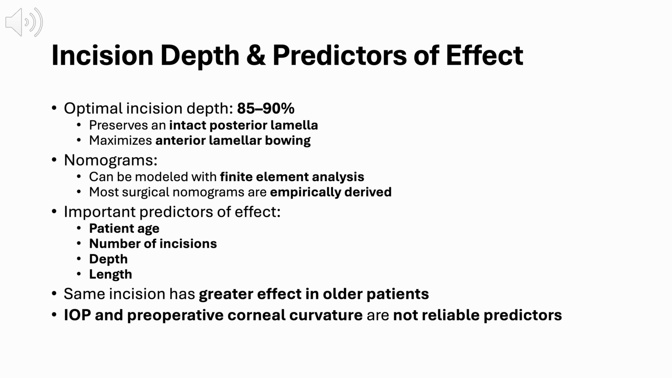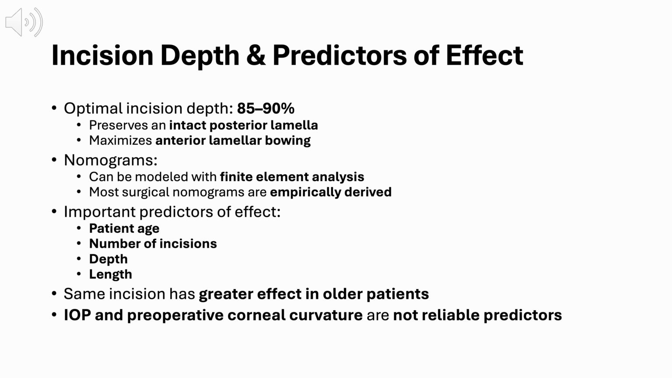This slide explains why incision depth matters and what predicts how strong the effect will be. The optimal incision depth is about 85 to 90% of corneal thickness. At this depth, the posterior lamellae remain intact, while the anterior lamellae are allowed to bow and relax the most. That balance maximizes the refractive effect without fully destabilizing the cornea. Surgical planning often relies on nomograms. In theory, these effects can be modeled using finite element analysis, but in practice, most surgical nomograms are empirically derived from clinical outcomes rather than purely biomechanical models.